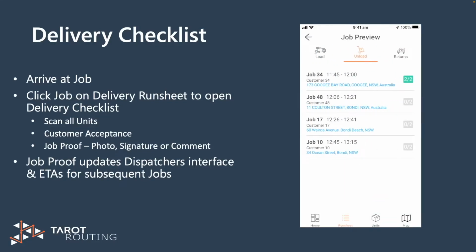In this case, because everything has gone right, Unsuccessful is grayed out. When you submit a job proof, you will be automatically returned to the run sheet and the completed job will be grayed out. The proof information will update the Taro interface, so your dispatcher or transport planner will immediately see the proof information and your ETA at subsequent jobs will be recalculated.